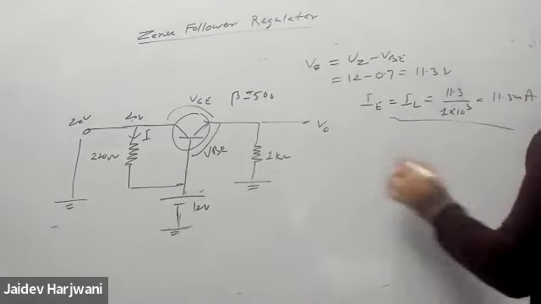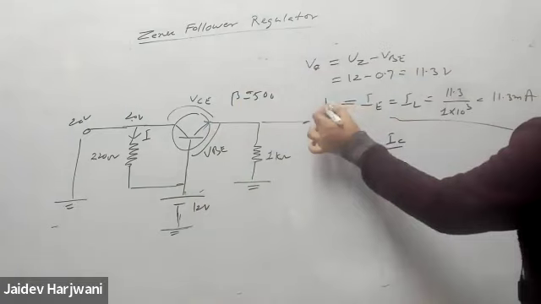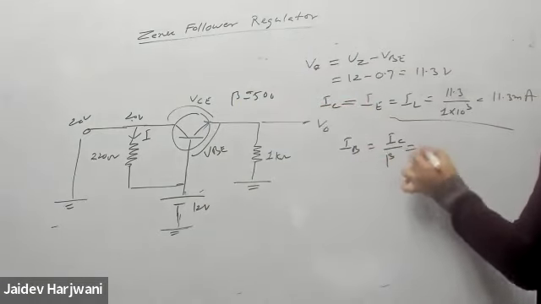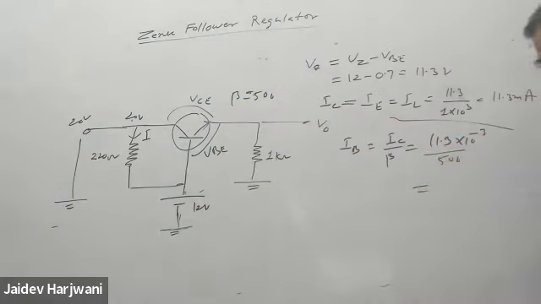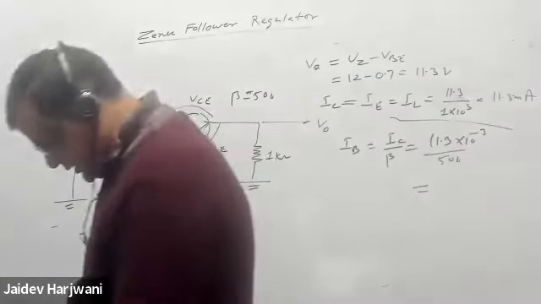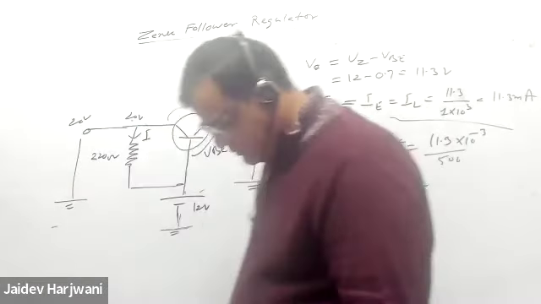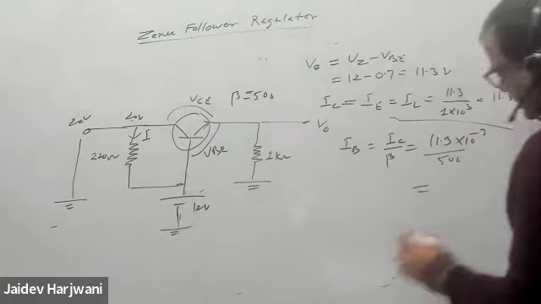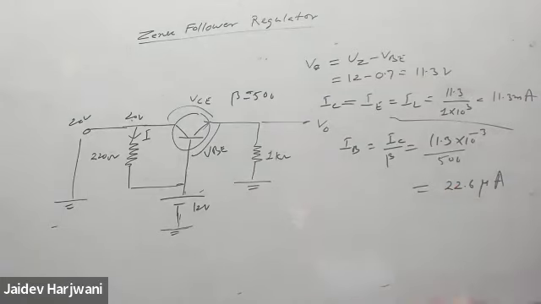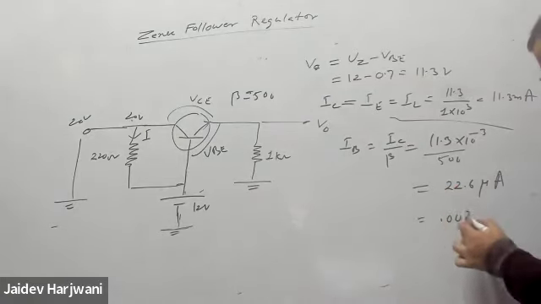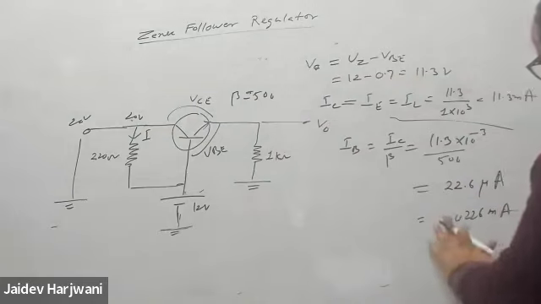So you can find your IB. IB will be IC upon beta, since IE is approximately equal to IC. So this is 11.3 milliampere divided by 500, and this will come out around how much? 22.6 microampere. Okay, 22.6 microampere, and in milliampere it will come to 0.0226 milliampere.